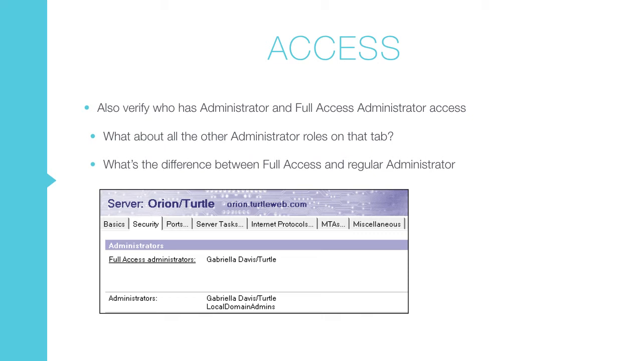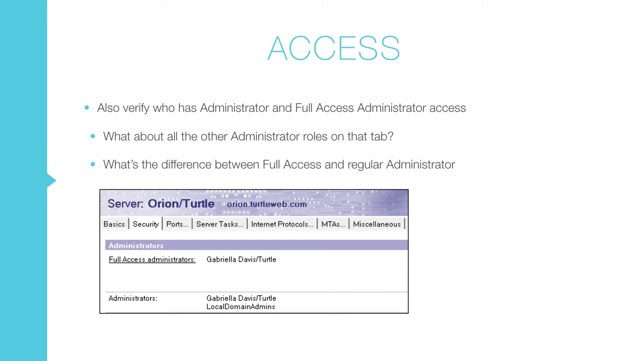Also, check who has admin access and full admin access. On your server document, you can see here among the security tab, right at the top, I've got two fields called full access administration and administration. They are very different fields. The role of administrator can basically issue server commands, do pretty much anything on the server.